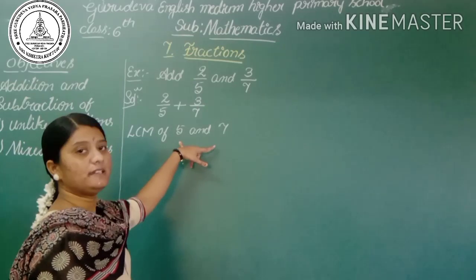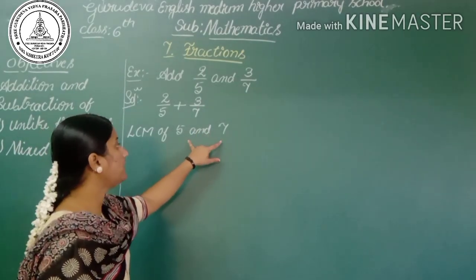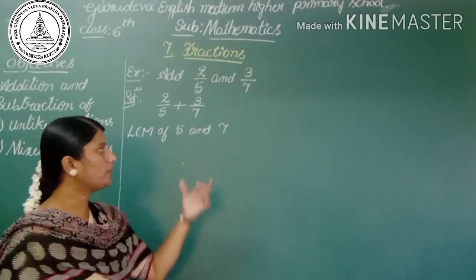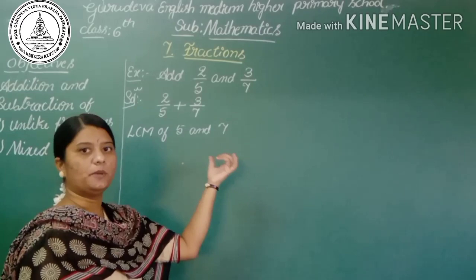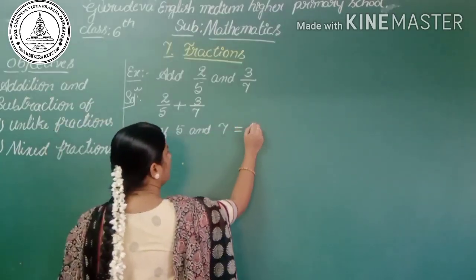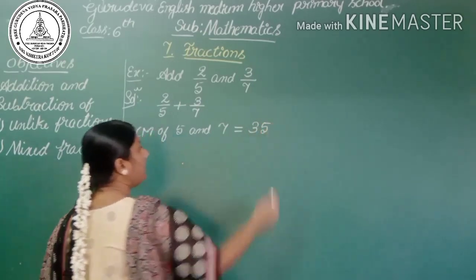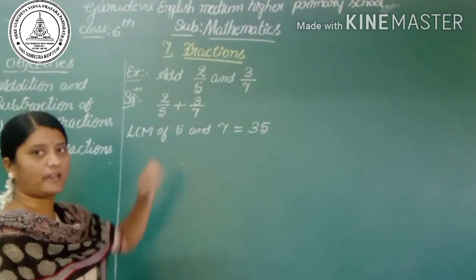5 and 7 are twin prime numbers, meaning the difference between the two prime numbers is 2. Then the LCM of these two is the product of the numbers. 5 times 7 is 35. Make the denominator 35 for both the fractions.